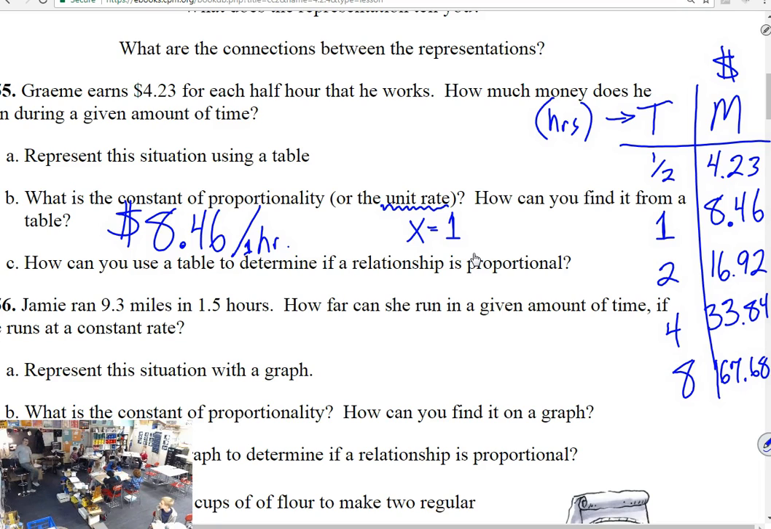Now, the only way that this could not be proportional is if there was like an added situation, like at 5 hours, he gets a bonus. Or once he works more than 4, he gets paid more. But it doesn't, right? It's just flat. They get paid that awkward amount of money every half hour. It's a proportional rate. Questions?